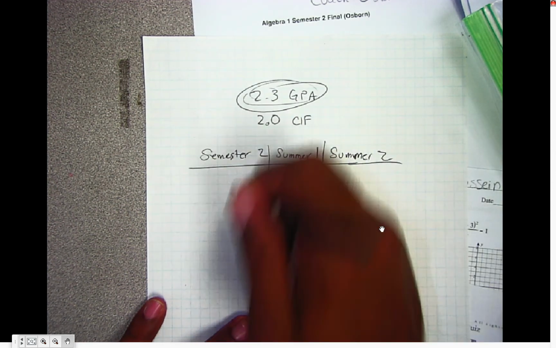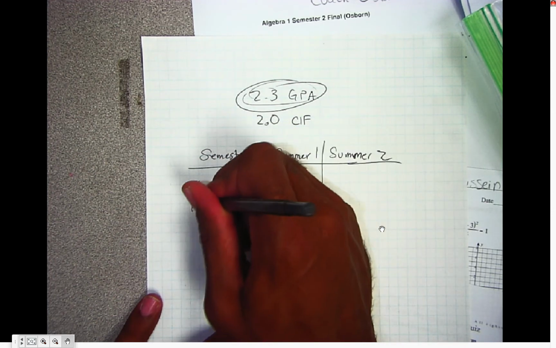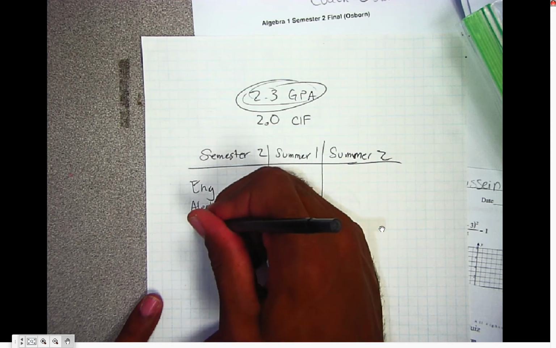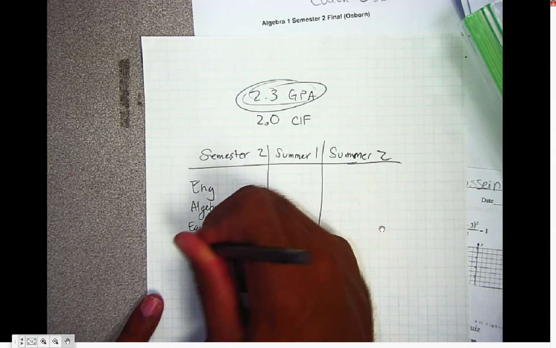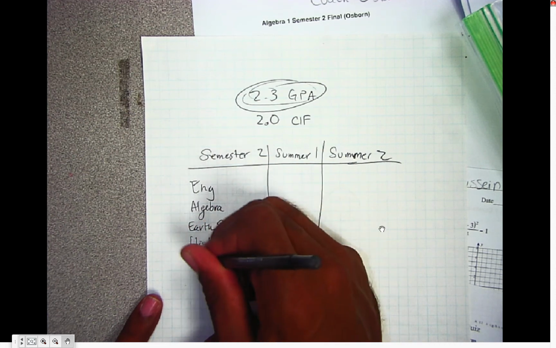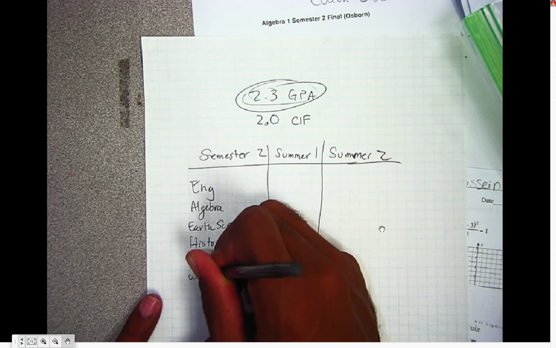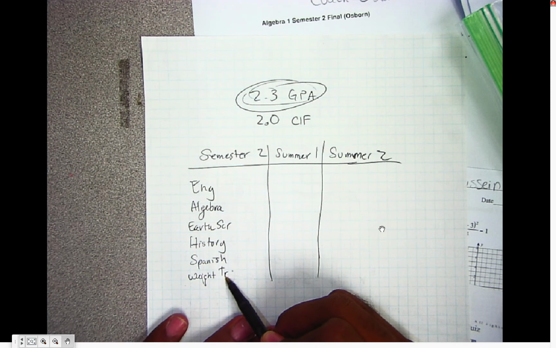Okay, so let's say I took English, and again, these are all semester 2 classes. Then I took algebra. Okay, then after that, let's say I took an earth science class. Okay, then I took history. Okay, then I took Spanish. And I took weight training with us. Okay, and again, that's the class that you guys had with us, the 7th period.